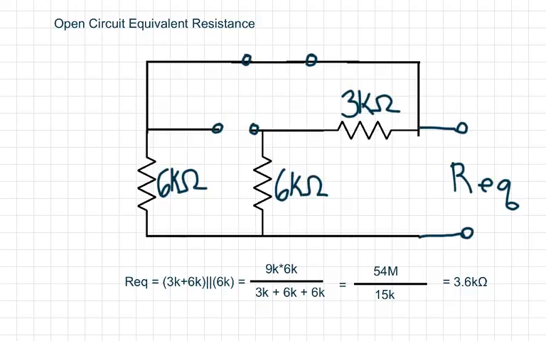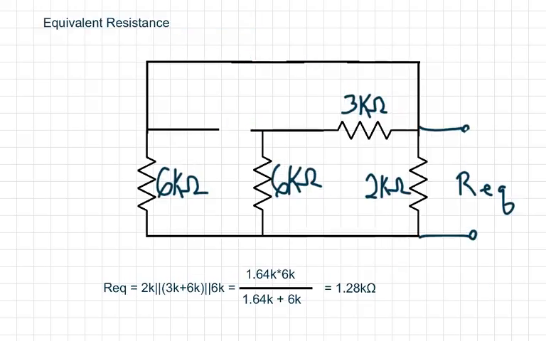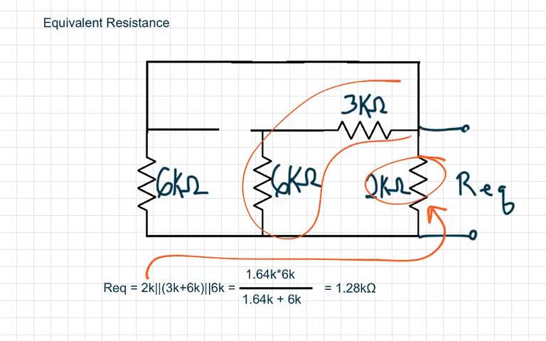Finally, we will calculate our closed circuit equivalent resistance, and I'll show you where all these numbers come from. It's essentially the same as the last problem, except we have one extra resistor that's in parallel with the rest. Right here, this 2 kiloohm resistor, that is in parallel with this 3 kiloohm plus 6 kiloohm combination, which is in parallel with this 6 kiloohm combination.